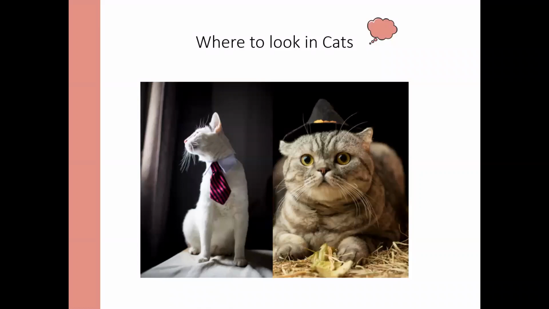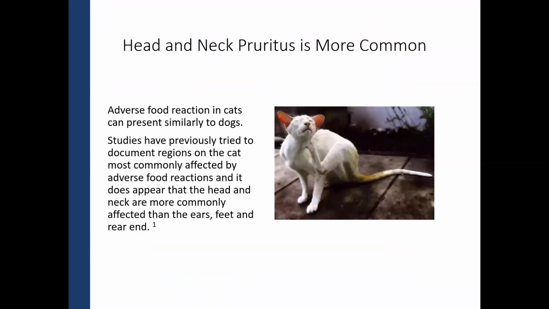Where to pay attention in cats? Adverse food reaction in cats can present similarly to dogs, but studies have previously tried to document regions on the cat most commonly affected by adverse food reactions, and it appears that the head and neck are more commonly affected than ears, feet, and rears.